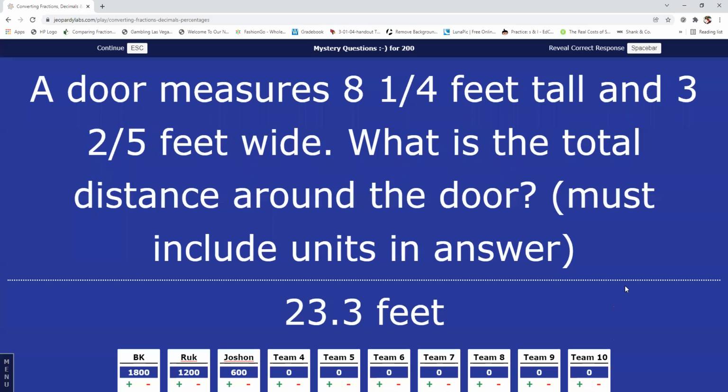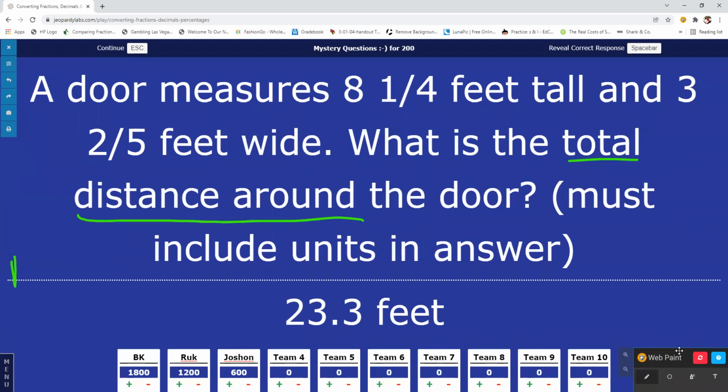In terms of context, you want to make sure you understand what's going on in the actual question. They want to know what's the total distance around. That lets you know that we are dealing with the perimeter. Anytime we're dealing with the perimeter of a shape, that means we're going to add all of the sides together. A door has how many sides? A door has 4 sides.